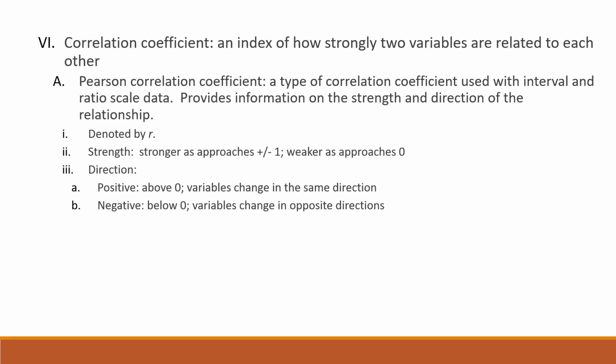The direction matters here. If there's a positive correlation, variables are changing in the same direction. As one variable increases, the other variable increases as well. As one variable decreases, the other variable decreases as well. A negative correlation means that variables move in opposite directions. So as one variable increases, the other decreases, and vice versa.